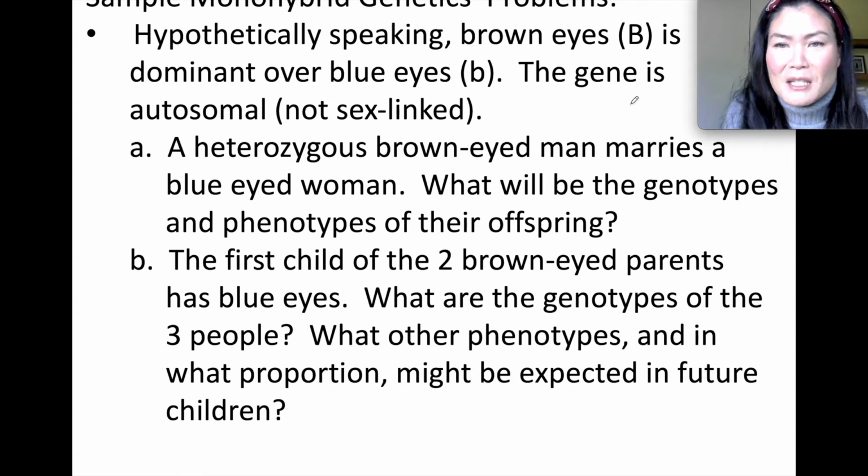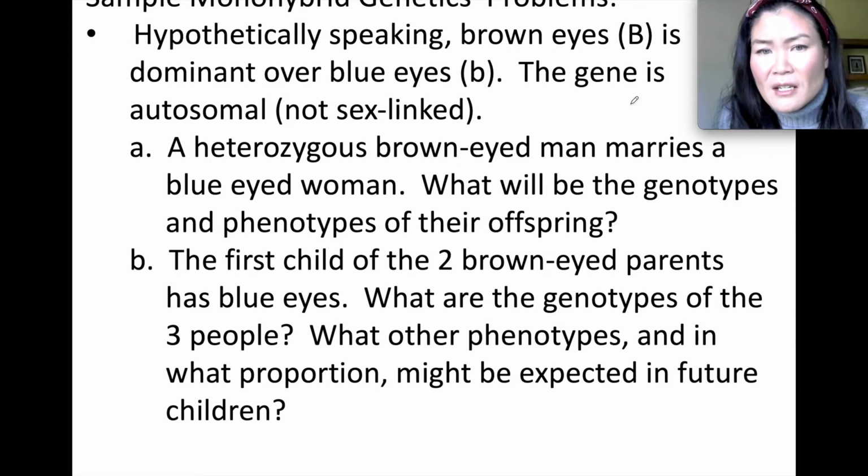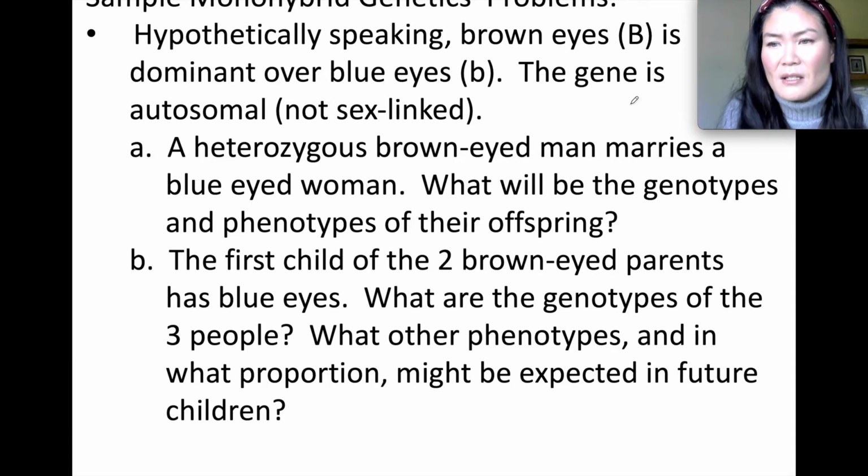Okay, hypothetically speaking, brown eyes, big B, is dominant over blue eyes, little b. Just so you guys know, human eye color is much more complicated. It's not this straightforward, so that's why I say hypothetically speaking. The gene is autosomal, not sex-linked. Do you remember when we talked about karyotypes? The first 22 pairs of the karyotype are autosomal, and the last chromosomes are sex chromosomes. So we're saying the brown-eyed and blue-eyed genes are not on the sex chromosomes. They're on one of the first 22 chromosomes.